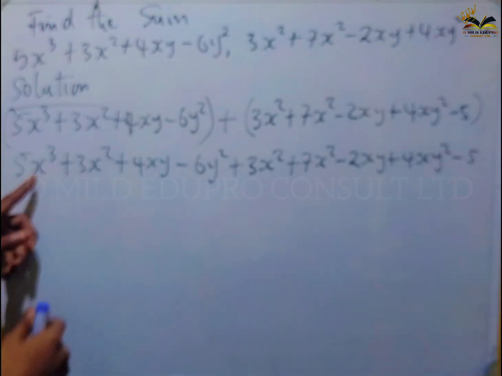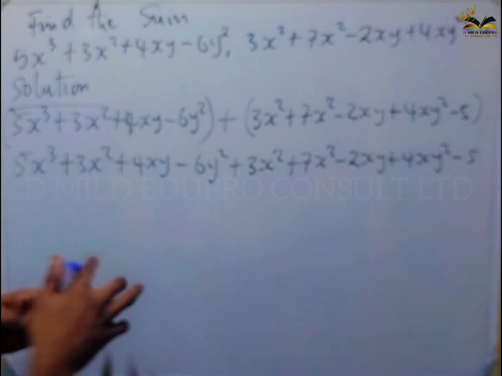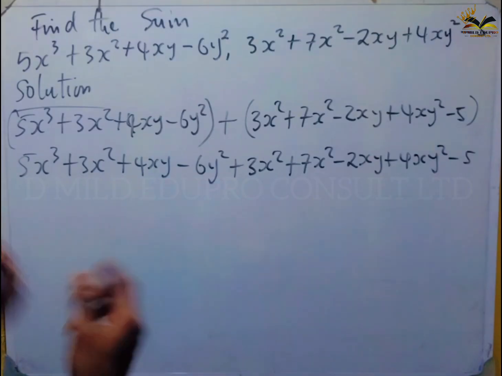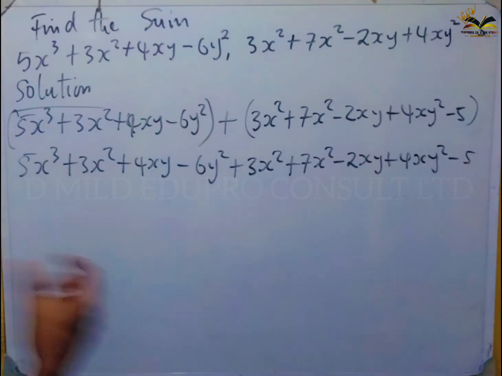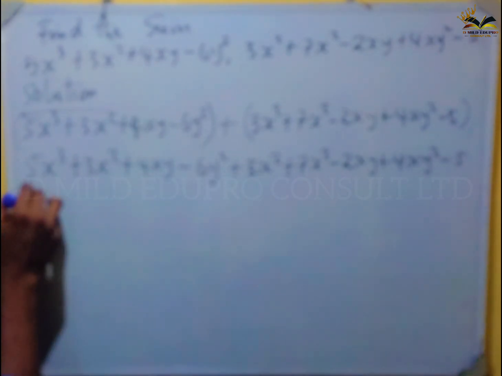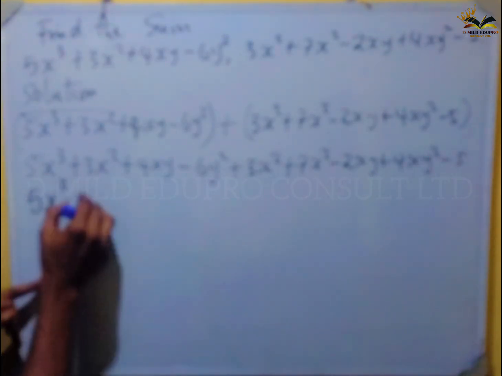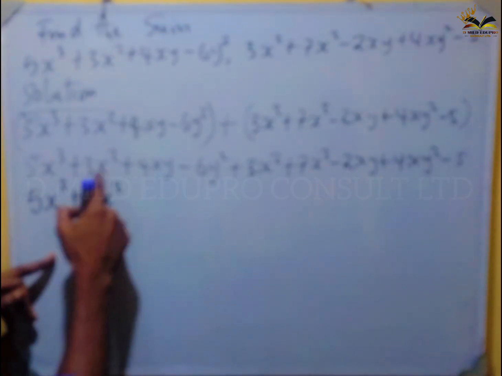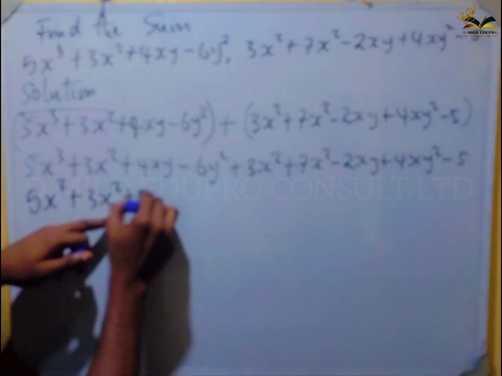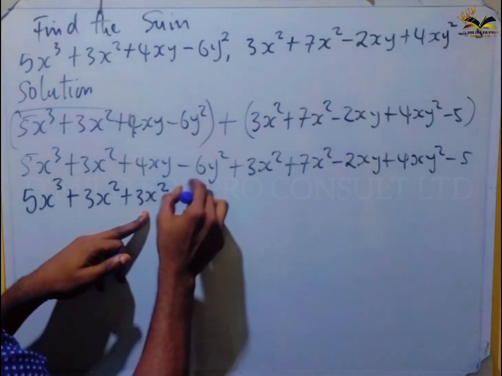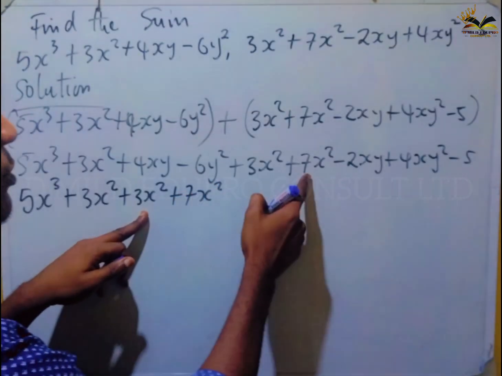Now, the next thing is for us to collect like terms. The one with variable x raised to the power 3, we'll bring it together. If there is any other raised to the power 3, we'll bring it together. Here we only have it once. So we have 5x^3, then plus 3x^2, another plus 3x^2, plus 7x^2.